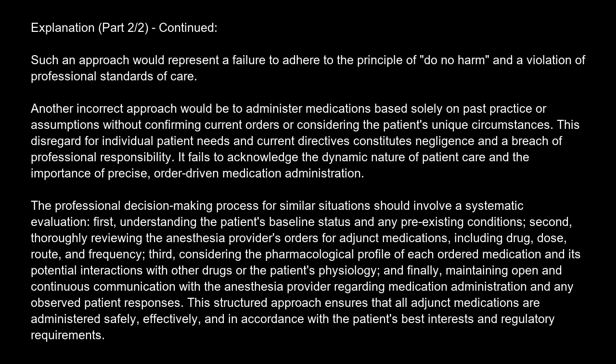First, understanding the patient's baseline status and any pre-existing conditions. Second, thoroughly reviewing the anesthesia provider's orders for adjunct medications, including drug, dose, route, and frequency. Third, considering the pharmacological profile of each ordered medication and its potential interactions with other drugs or the patient's physiology. And finally, maintaining open and continuous communication with the anesthesia provider regarding medication administration and any observed patient responses. This structured approach ensures that all adjunct medications are administered safely, effectively, and in accordance with the patient's best interests and regulatory requirements. Question 8.